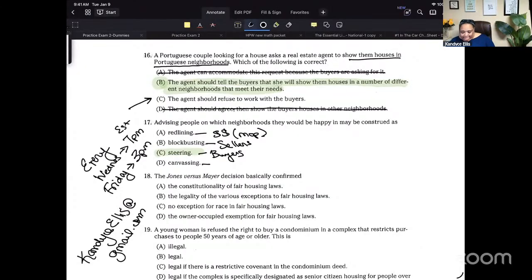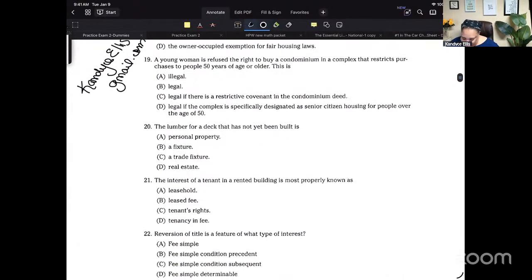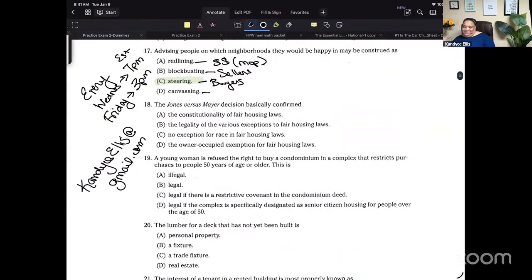All right, let's do one more. 18, because I do have fun with y'all. We'll do, all right, might as well go to 22. The Jones versus Mayer decision basically confirmed the constitutionality, did I say that right, of fair housing laws. B, the legality of the various exceptions to fair housing laws. C, no exemption for race in fair housing laws. Or D, the owner-occupied exemption for fair housing laws.